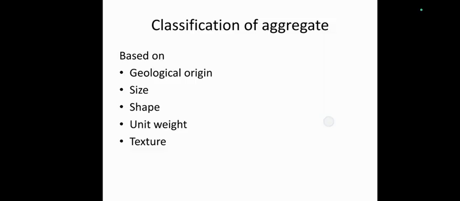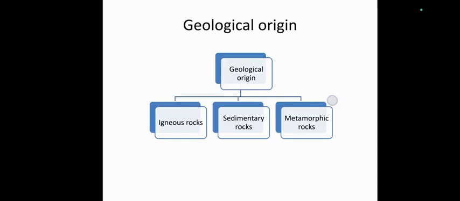So next we will see the classification of aggregate. Aggregates are classified based on geological origin, size, shape, unit weight, and texture. We'll see one by one. Geological origin: you already studied about engineering geology. Rocks are classified under three major classifications based on their formation: igneous, sedimentary, and metamorphic rocks.